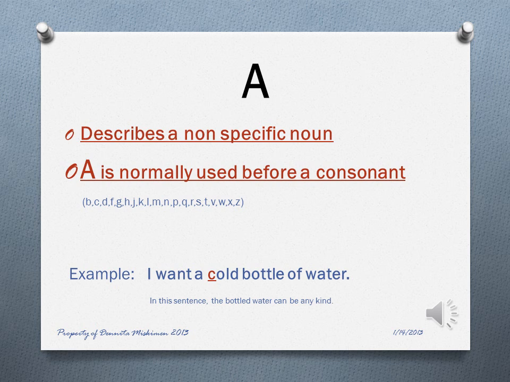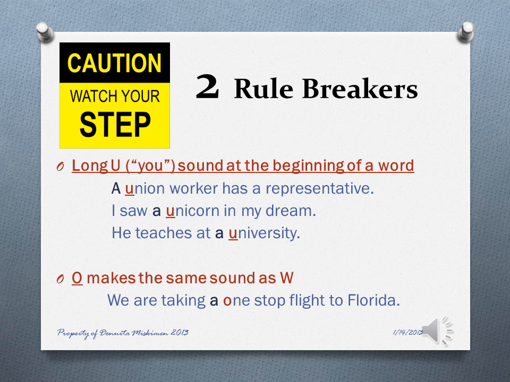Let's look at the example. I want a cold bottle of water. In this sentence, the bottled water can be any kind of bottled water. There are two rule breakers. Let's examine them both. First, a is used before any word that has the long U sound at the beginning.